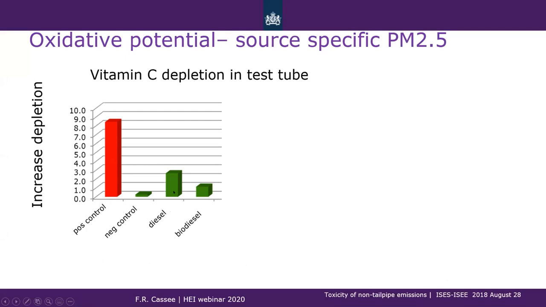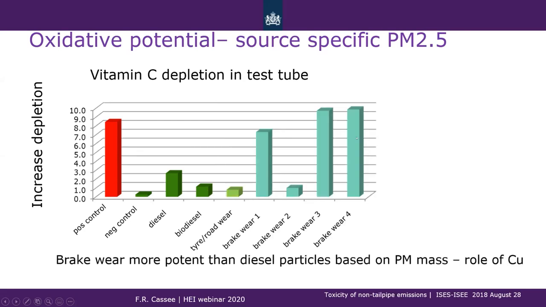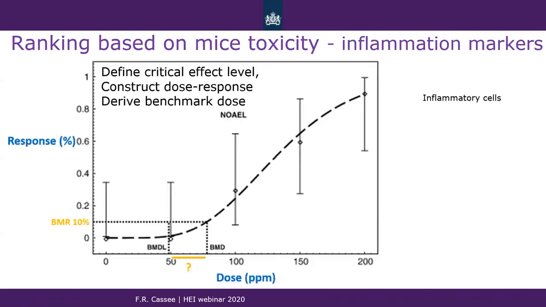And then we compare diesel and biodiesel, and we see that, well, with biodiesel, there's less vitamin C depletion than for diesel. But if you compare that with the brake pads, you see that the brake pads material is pretty potent in depleting antioxidants, with the exception of one. And this is one which is very low in metals, and particularly in copper. Now, this is not a toxicity assay, but it's what we believe indicative for something what can happen in vivo or in humans in the lung.